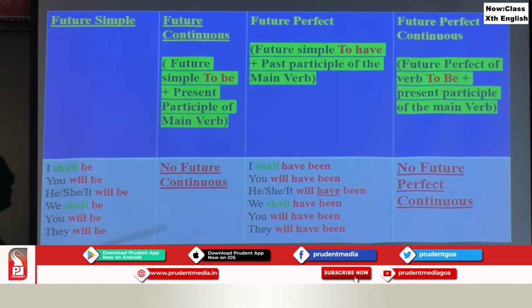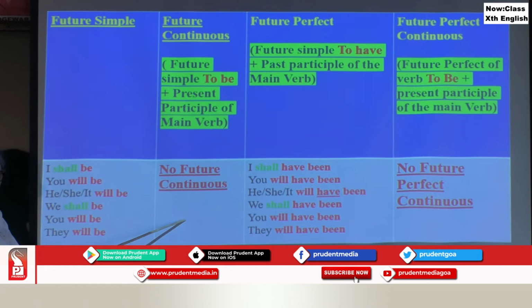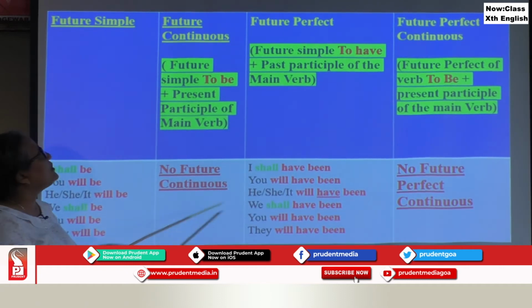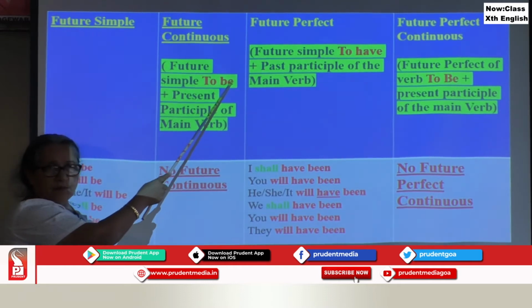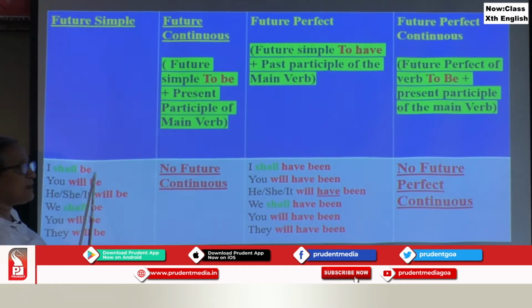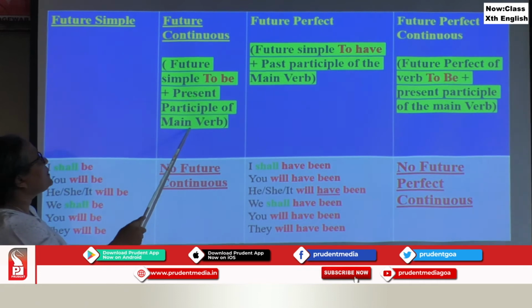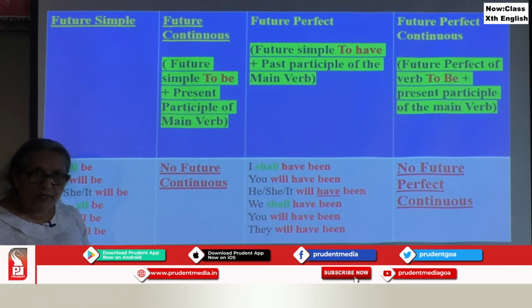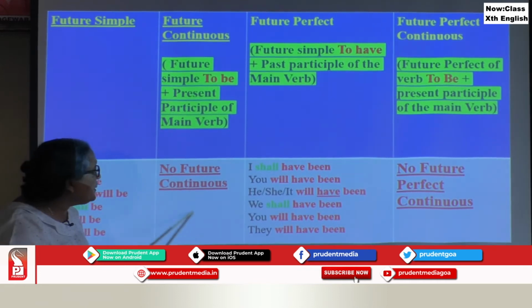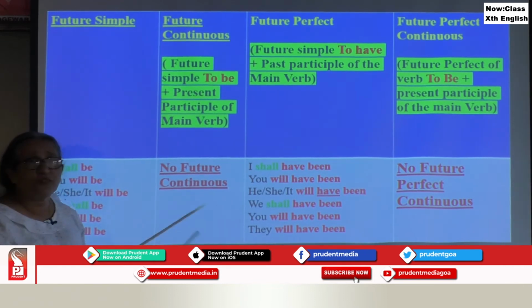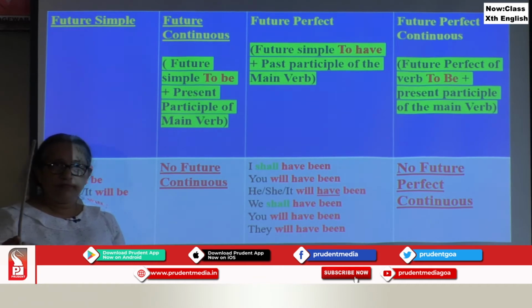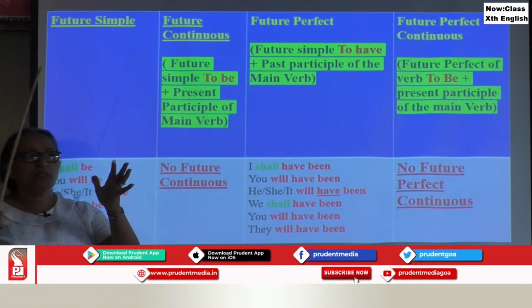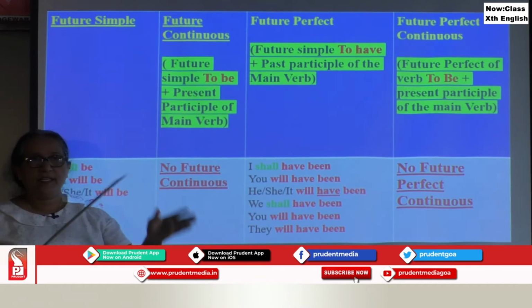How do we make future continuous? To make future continuous, the rule is the same. You put future simple of verb to be. Future simple is I shall be. And then you add the present participle of the main verb. Now, verb to be, we have no future continuous because we don't use it. We don't say I shall be being. There is no state of being in this tense.